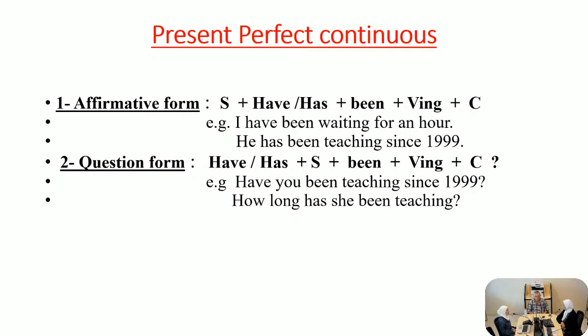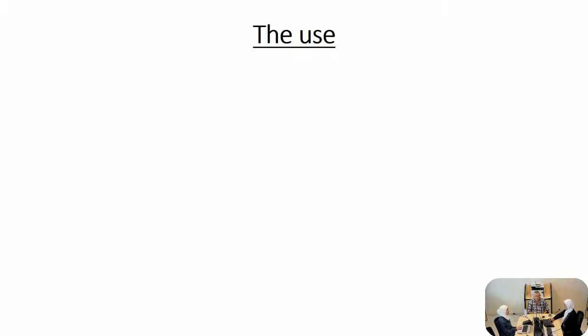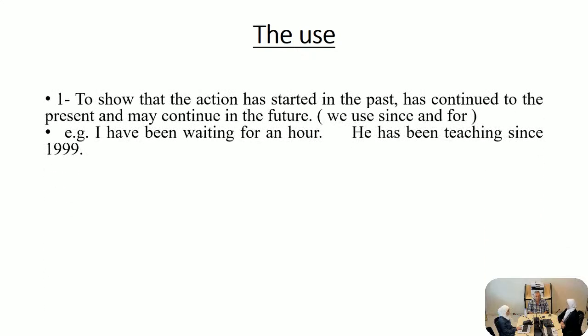For example, have you been teaching since 1999? How long has she been teaching? So with negative form: subject, have or has plus not, been plus verb-ing, plus complement. I haven't been teaching, or he hasn't been waiting. The use: to show that the action has started in the past, has continued to the present, and may continue in the future.